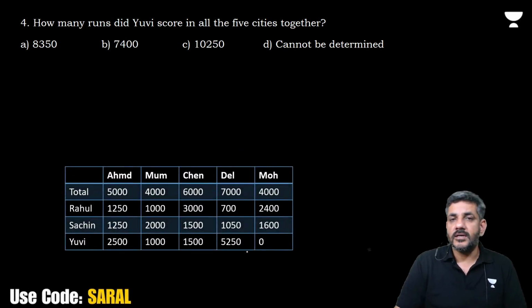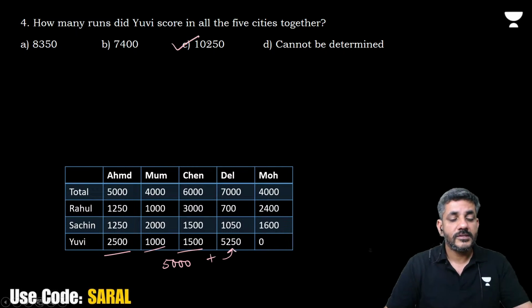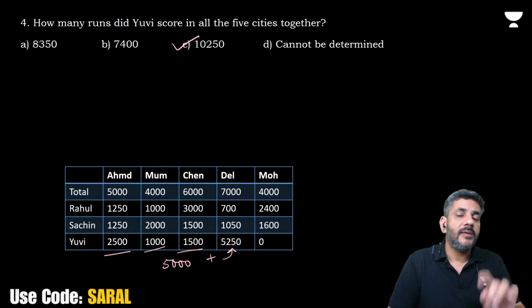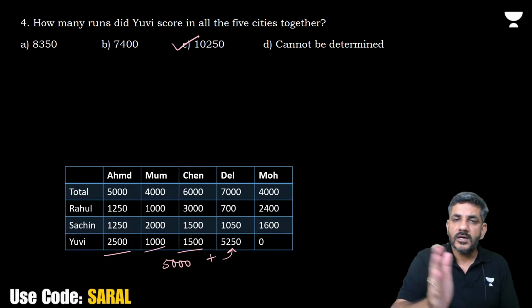So the scores by UV are these. 2500 plus 1500 is 4000 plus 1000 is 5000, and 5000 plus 5250 is 10250. C option is the right answer. So for this question also I would say a table would have helped us a lot. Rather than calculating the values, a table would be useful.